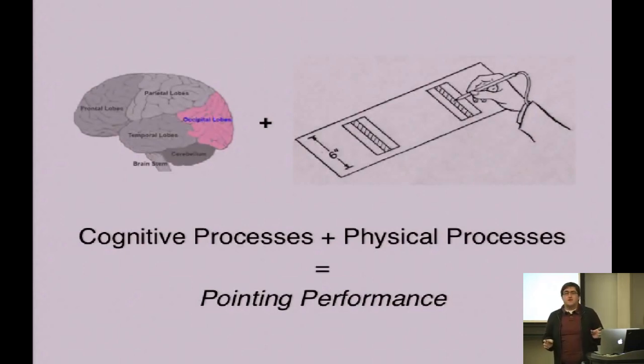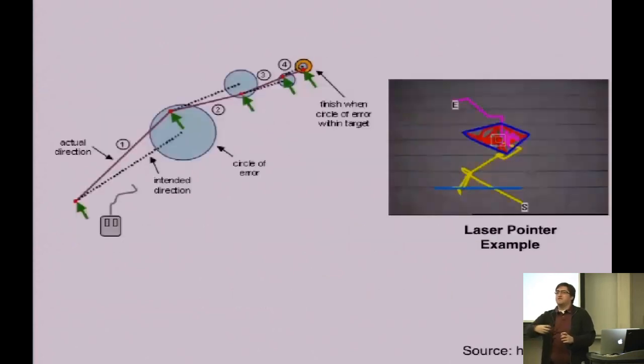This is important because no matter what device you're using, the cognitive stuff is still going to happen and be fairly consistent. The stuff that's going to change is the physical difference, actually moving the hand, moving the stylus, or moving the mouse, which you can see are different gestures.